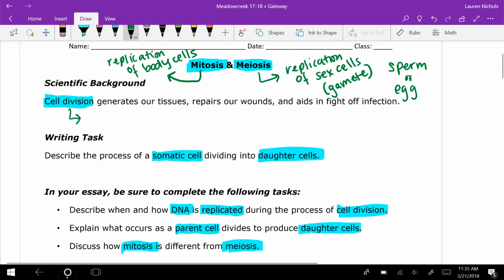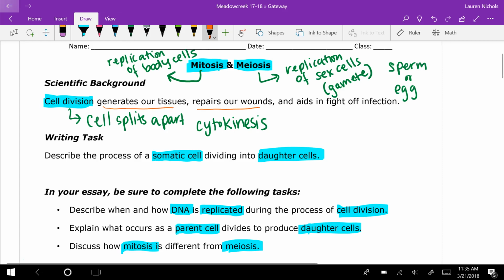Okay, cell division is when the cell splits apart. This occurs when the cell membrane splits, and we want to use the word cytokinesis for that. As a general thing, generating our tissues, repairing our wounds, and aiding in fighting off infection are all about cell division, and they are the roles, or the reasons, for what cell division does.